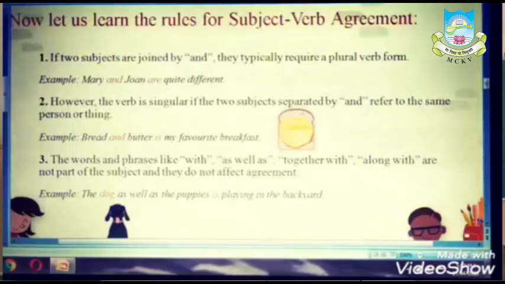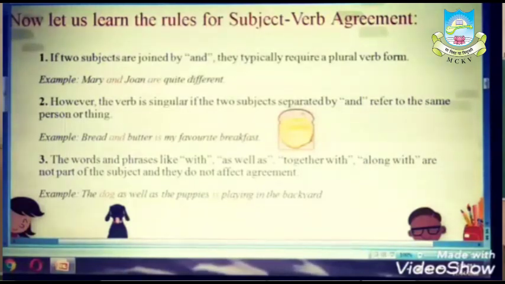Now, I'm giving you other examples. The shop with its contents was burnt down. Silver as well as gold is a precious metal. The father as well as the son is industrious.